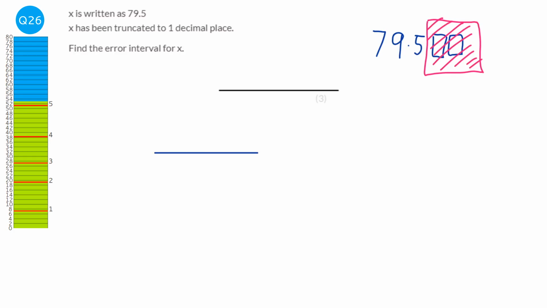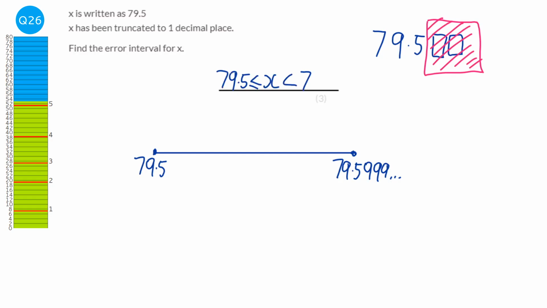So the smallest number it could be before it was cut off is 79.500000. The largest number it could have been, well, it could have been 79.5999, etc. So that's the largest it could have been. So to do our error interval, the smallest it could have been is 79.5, and we'll call this x. But we're looking at any number that is less than 79.6. If it was 79.6, then when we cut it off, it would show as 79.6.